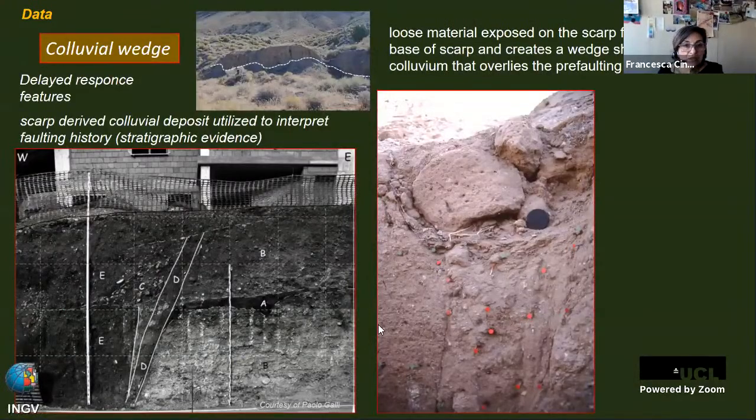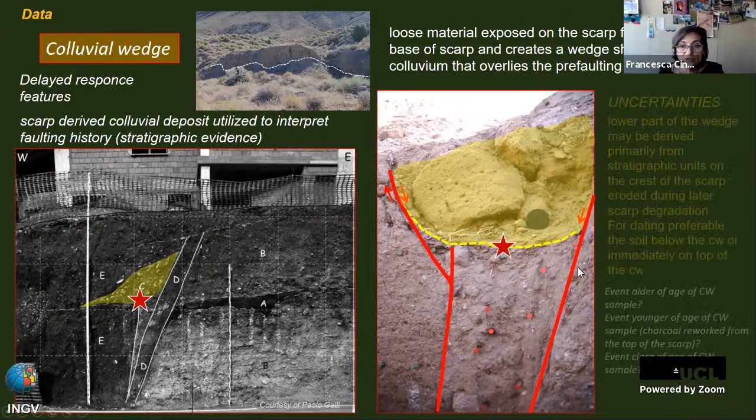Colluvial wedge: we were looking also at the other picture that we had, loose material exposed on the scarp face that falls to the base of the scarp and creates a wedge-shaped deposit of colluvium that overlies the pre-faulting surface. This feature can be found buried inside the trench, and so our event horizon is set at the base of this colluvial wedge and utilized to interpret the faulting history.